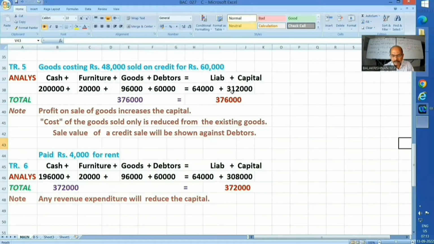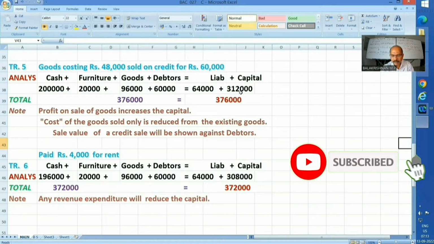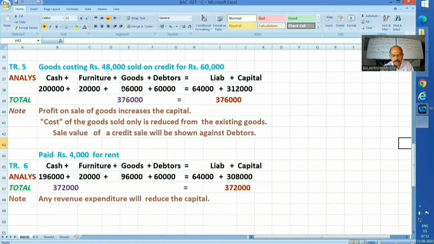You may ask, from the previous 3 lakh, how have I got 3,12,000 as capital now? Well, there is a profit. 60,000 minus 48,000, 12,000. I already explained to you. Profit increases the capital. So 3 lakh plus 12,000, 3 lakh 12,000. So total of the assets is equivalent to total of the liabilities plus capital. That's what the equation is all about.